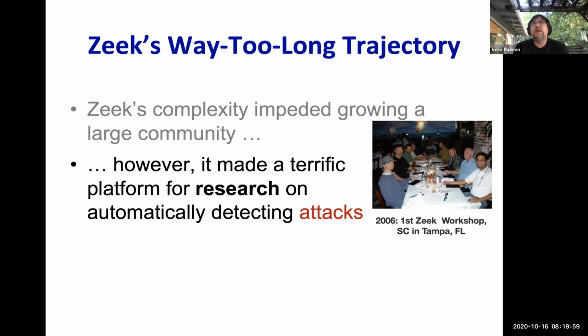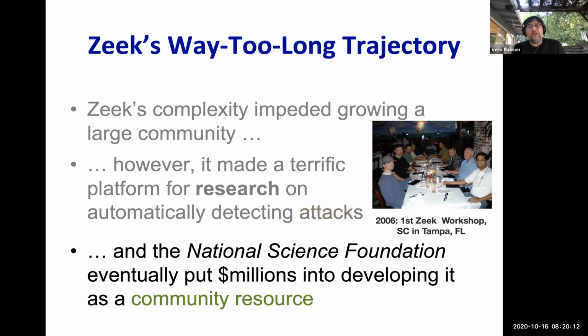And so it's been used extensively to pursue research in new ways of detecting attacks, new ways of network monitoring, refinements to such systems. And in particular, the National Science Foundation was vital to supporting this and just poured a lot of money into it. So this is quite different than most open source projects.